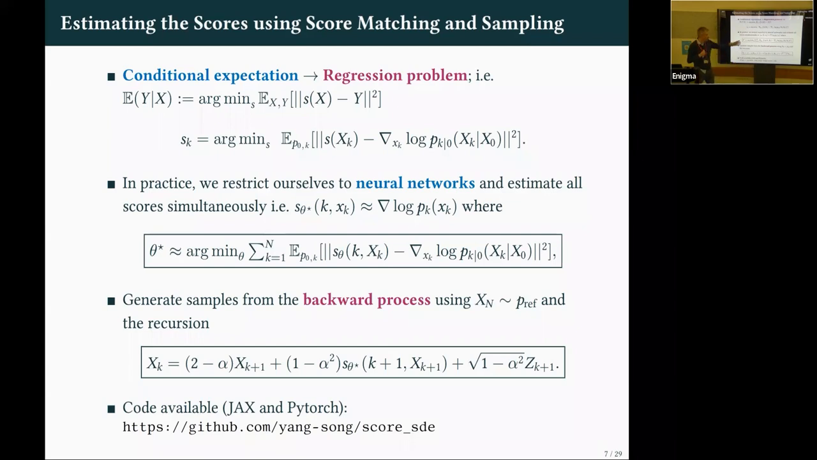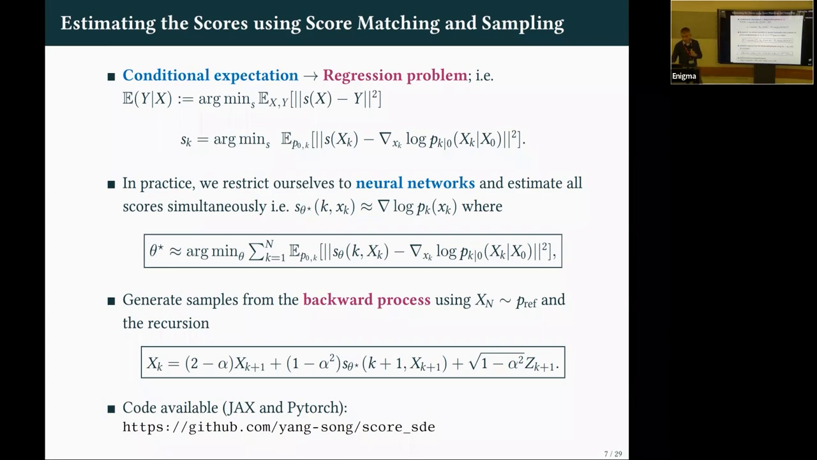That's very easy because you can mini-batch over the time horizon, which is important because n could be quite large. And you can also have an unbiased estimate of this expectation and of its gradient, the gradient of this loss. So that's basically what you've done. When you've done that, you have essentially an estimate of the score at all the intermediate time steps.